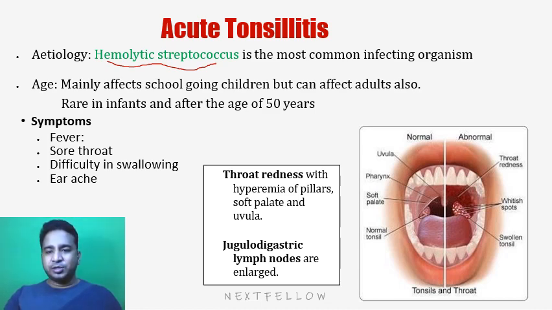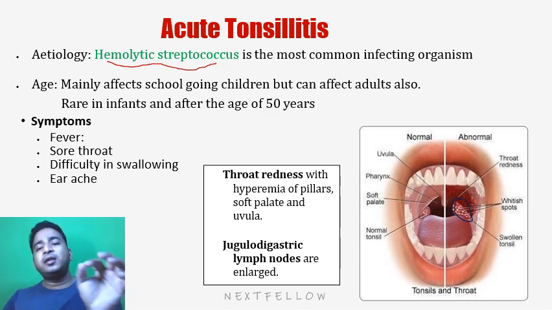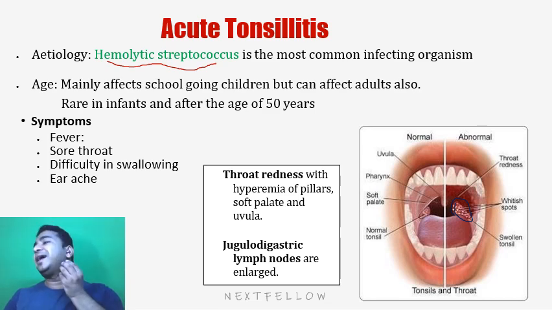So look at this diagram. It is showing tonsillitis. You can see this is the tonsillar tissue with lots of whitish dots, which is suggestive of folliculitis. Whenever there is tonsillitis, throat redness will be there with hyperemia or congestion of the anterior pillar, the uvula or part of the soft palate. And sometimes the jugular-digastric node, which is the main lymphatic drainage of the tonsillar tissue, may be enlarged. So we can palpate these jugular-digastric nodes in the baby or children affected with tonsillitis.